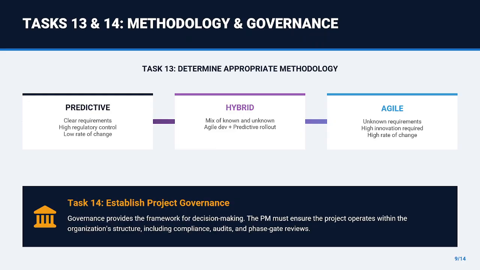Task 13 requires you to determine the appropriate methodology. If requirements are clear and regulatory control is high, choose predictive. If requirements are unknown and innovation is required, choose agile. If it's a mix, choose hybrid. Task 14 is establishing project governance. Governance provides the framework for decision making. The project manager must ensure the project operates within the organization's governance structure, including compliance, audits, and phase gate reviews.